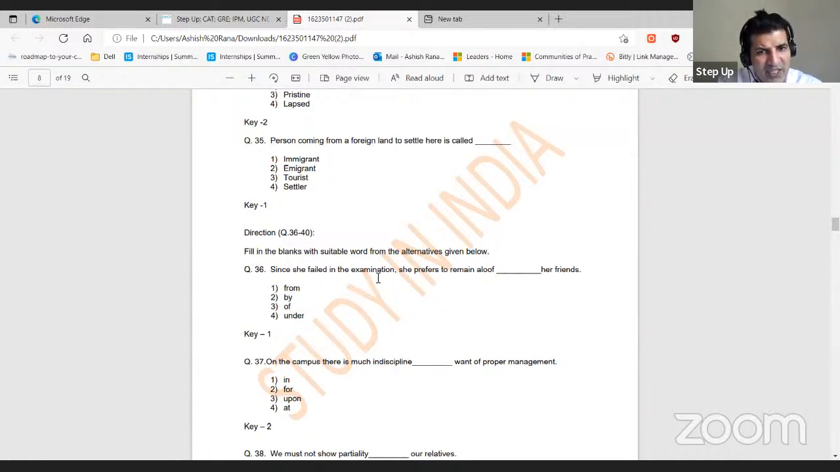Since she failed in the examination, she prefers to remain aloof dash her friends. Because she failed in the examination, maybe she's very stressed, right? And therefore she wants to stay aloof, like away from her friends. So the options are: away by your friends, away of your friends, away under her friends, or away from. Aloof from, meaning away from her friends. So from seems like the best answer.